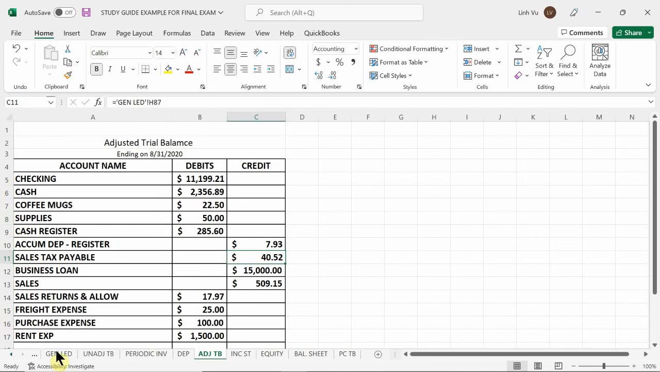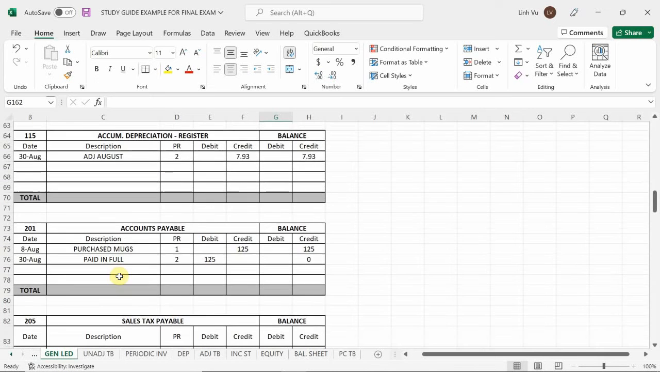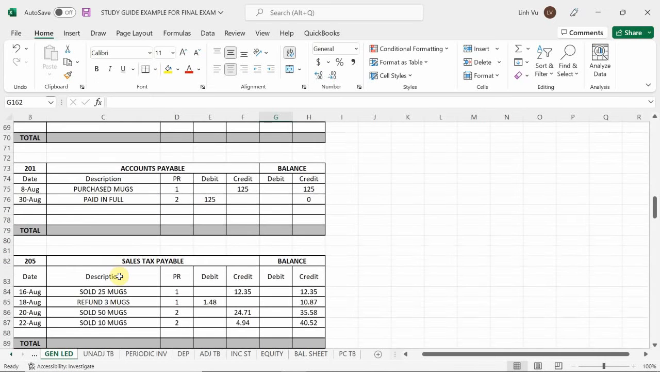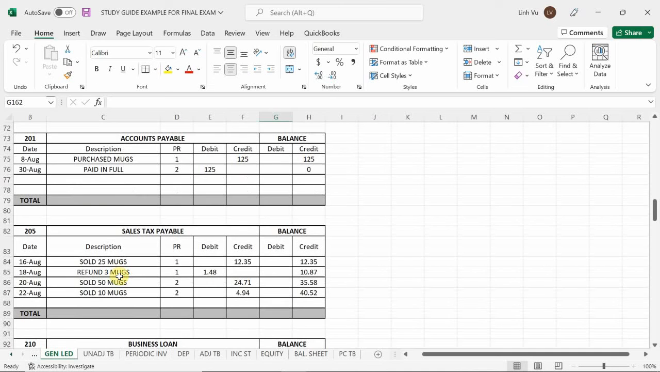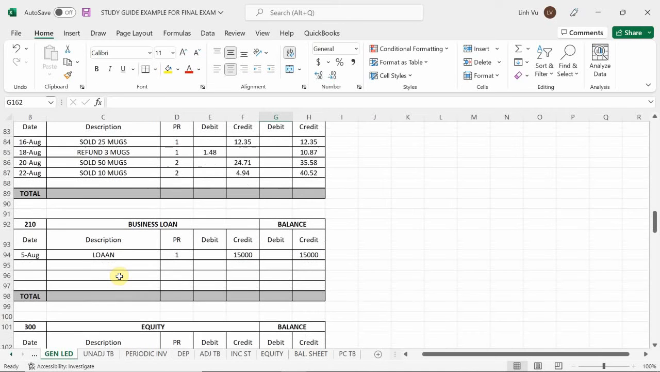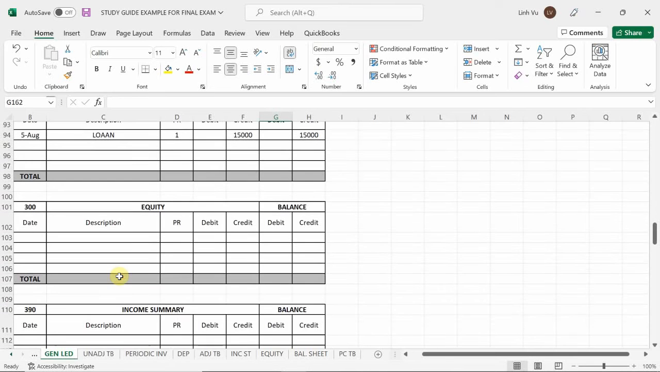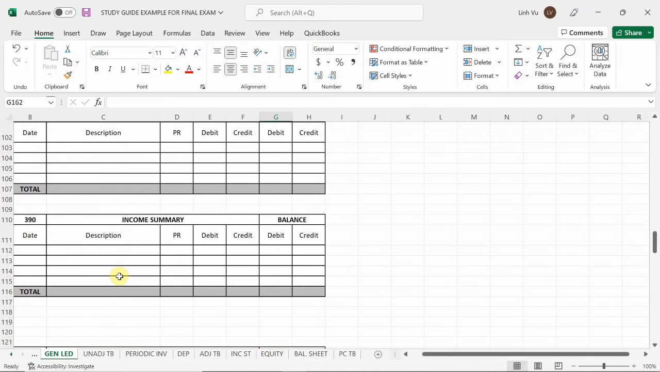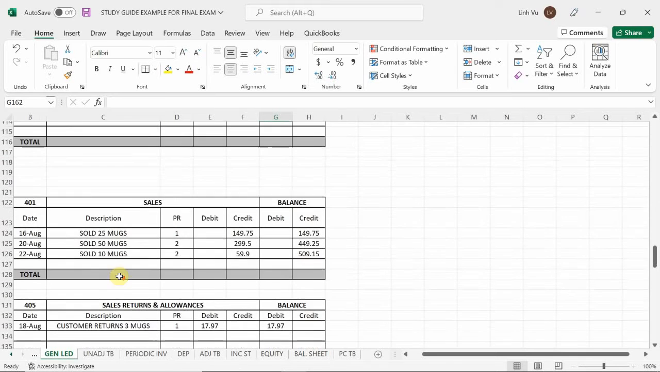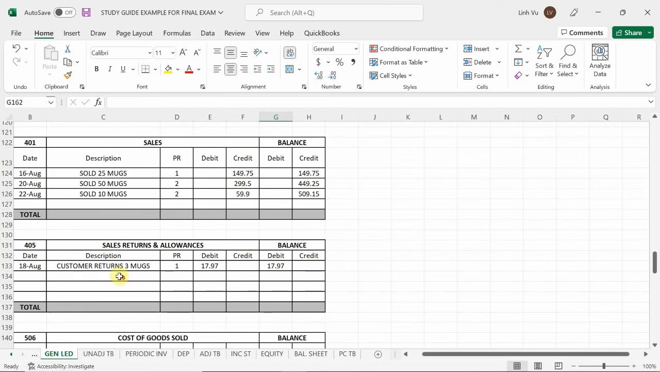So let's see what's next. I don't have accounts payable, it's 0. My sales tax payable, is that the same? Yes. My business loan, is that the same? Yes. Equity, don't have any. Income summary, not yet. My sales, still the same.